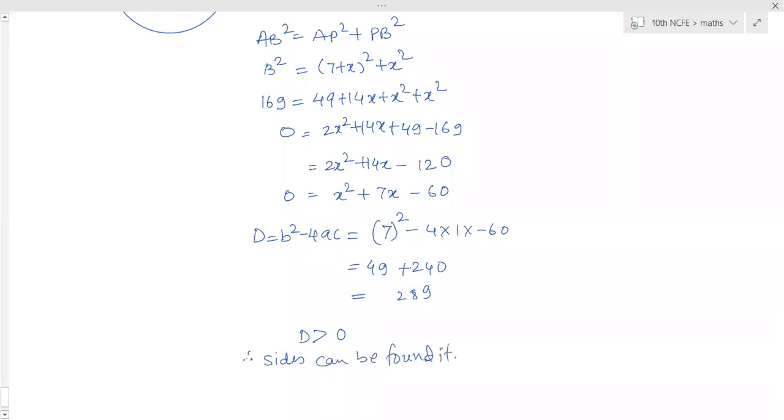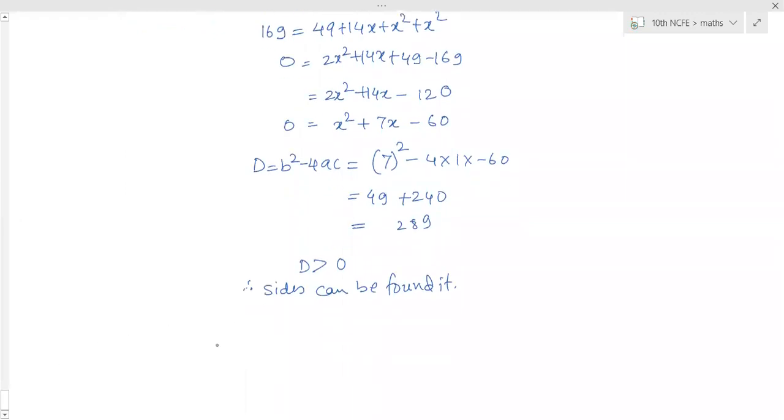Is it clear for what reason they have asked? Is it possible or not? Yes, ma'am. And then find out with the formula: x is equal to minus b plus or minus square root of b square minus 4ac by 2a. What is the value from this equation?